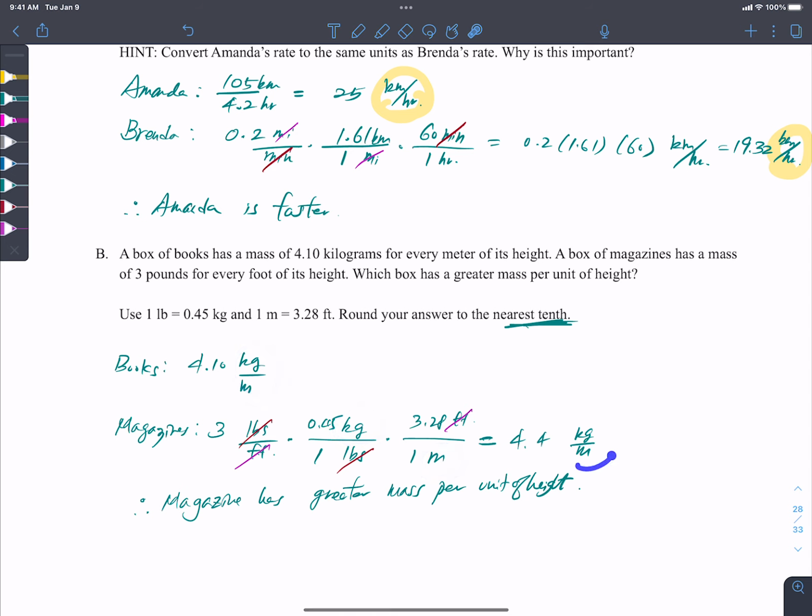Now we're going to deal with numbers. 3 times 0.45 times 3.28. I don't worry about these two ones because when you divide by 1, nothing really happens. And that yields 4.4. So now the book weighs, its mass is 4.10 kilogram for every linear meter. And for magazines, it's 4.4 kilogram for every linear meter. So what that means is that magazine has a greater mass per unit of height.